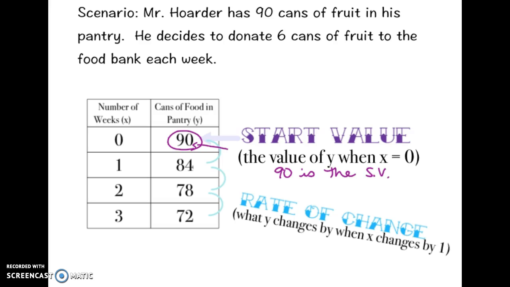The rate of change is always what y changes by when x is changing by 1. So if we look here, it's going down 6, down 6, down 6, and x is just changing by 1 every time. So his rate of change is -6 because he's losing 6 cans every week.